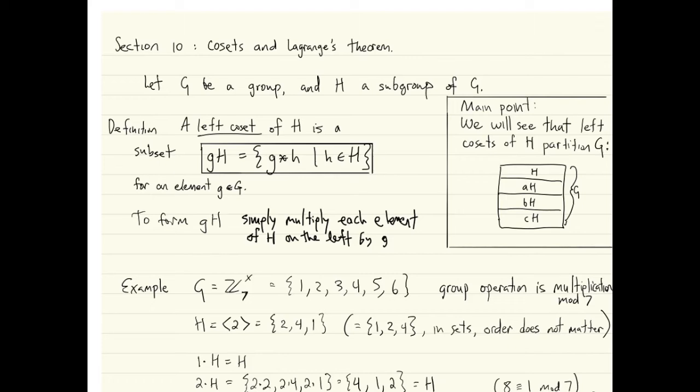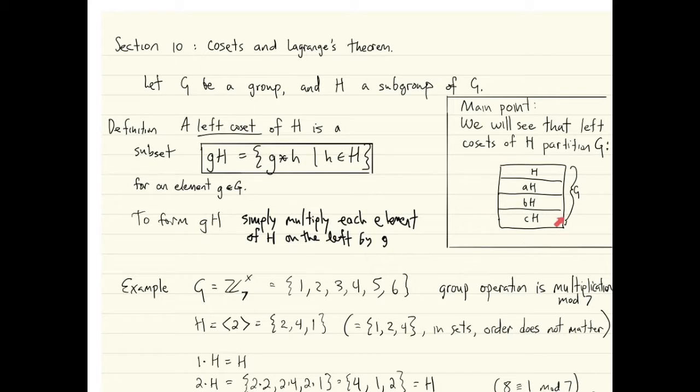In this section, we'll introduce Lagrange's theorem, which is an incredible restriction on the size of a subgroup of a group. And in order to do so, we'll need to talk about cosets. So let G be a group, and let H be a subgroup of G. Now, the main point of this lecture is that we'll see that the left cosets of H, which I'm going to define in a second, will partition G.